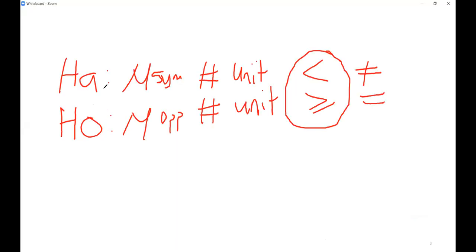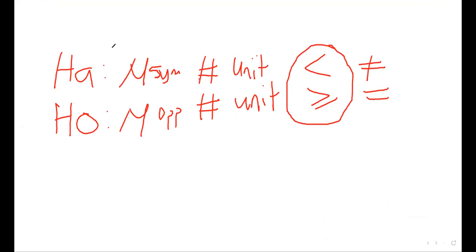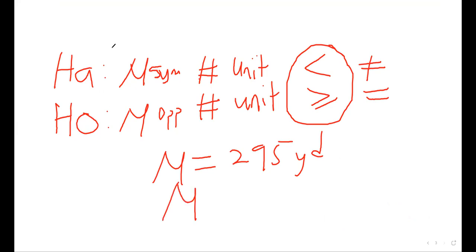Yes, go ahead. H naught will be mu equal to 295. Right, that's not how you've written your answer. You've analyzed it all already, right? Normally that is not how you go about it. There's a step-by-step procedure I taught you, and I'm hoping you've gone through it and you are telling us your answer. Continue. And then HA will be mu is not equal to 295.